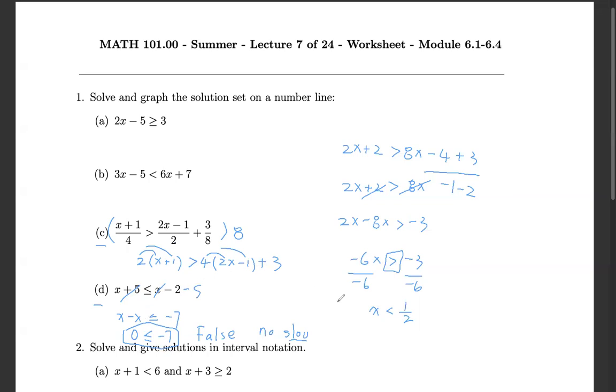On the other hand, if we had another one, let me just make an example. If in the end you get something like 0 greater than or equal to -7, this is a true statement, because 0 is indeed greater than -7. If it's a true statement, that means x can be all real numbers. So in this case, it's a true inequality, and that means x can be all real numbers. All right.